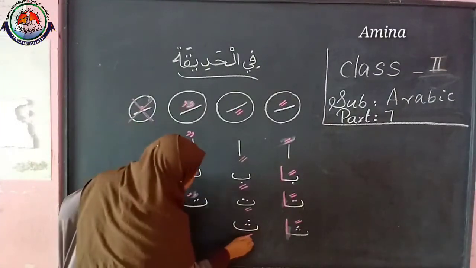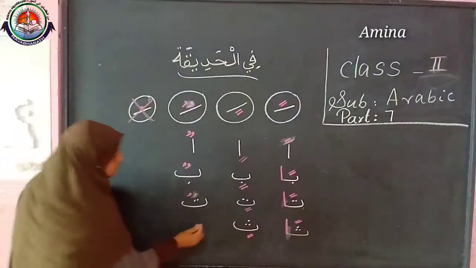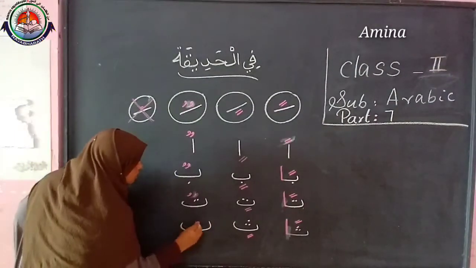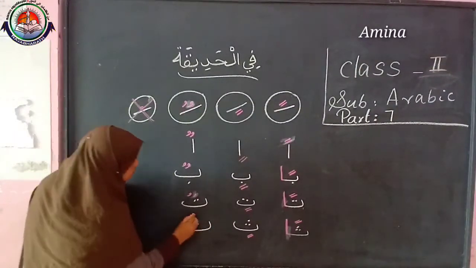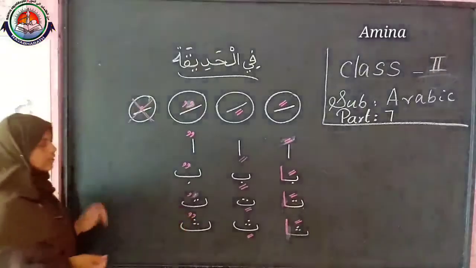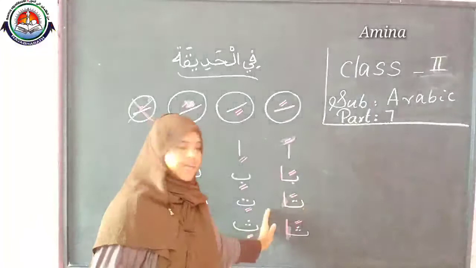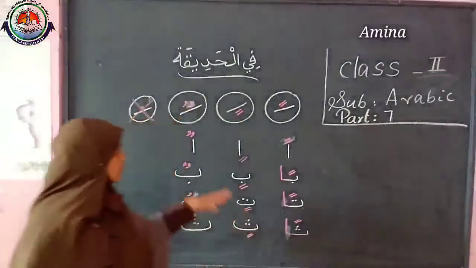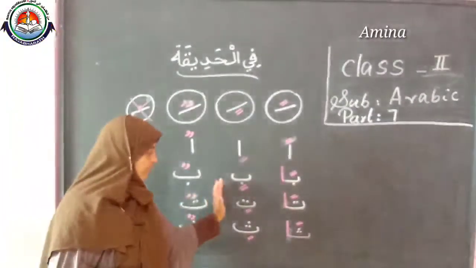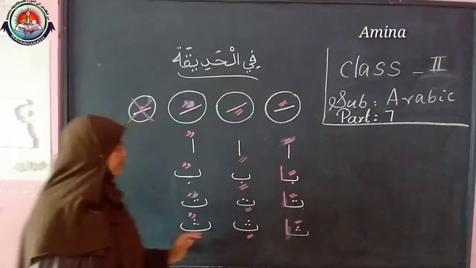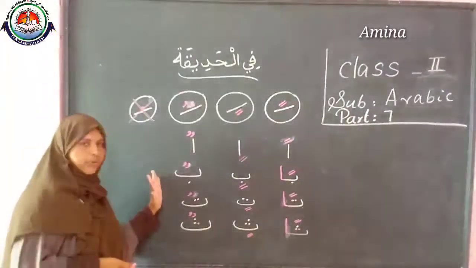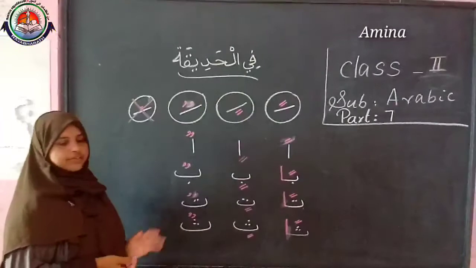Okay, sen. The next one, look at here. Sa, sin. Okay. The next one also will be like this. Sun. Did you understand? An, ben, ten, sen. In, bin, tin, sin. Un, bun, tun, sun.